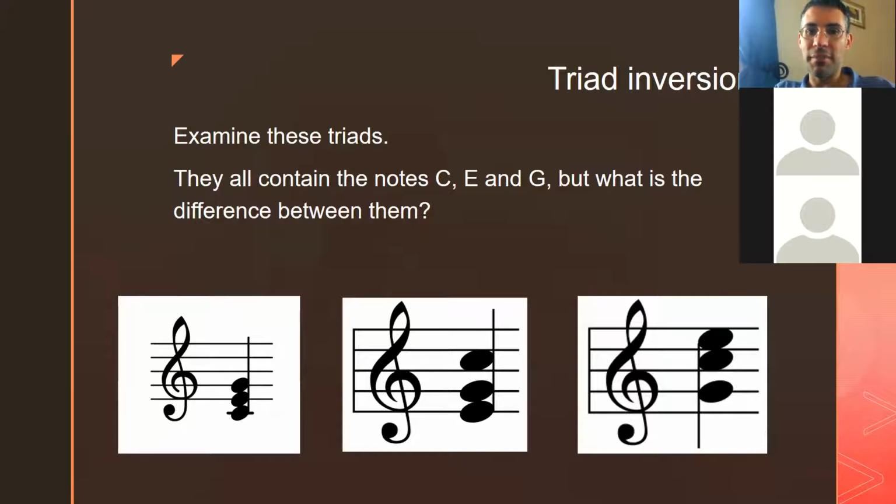Now let's have a look at the pictures over here. It says, examine these triads. They all contain the notes C, E, and G. If we look at this one, C, E, G. This one, that's a C over there, there's the E, there's the G. So it's still got C, E, and G. And this one, here's C, here's G, and here's E. Are they the same, or are these triads different?